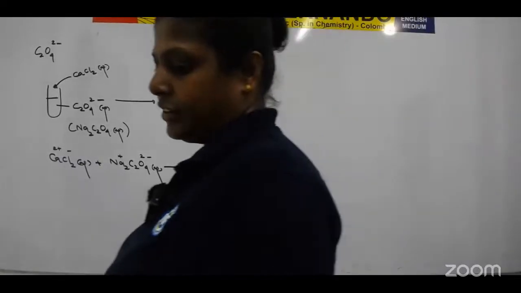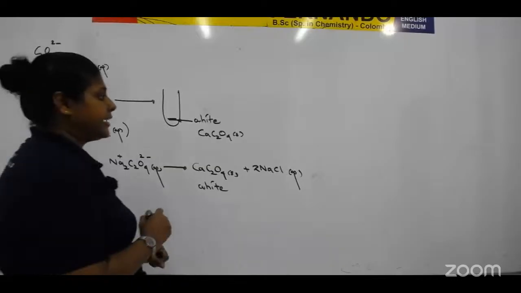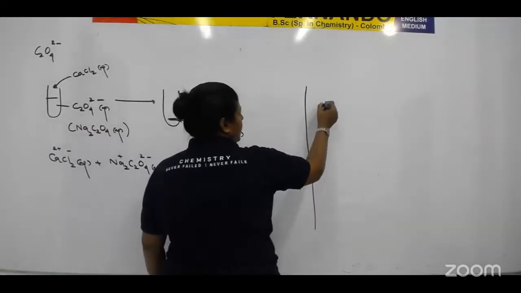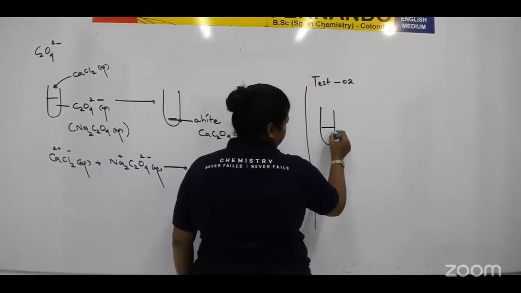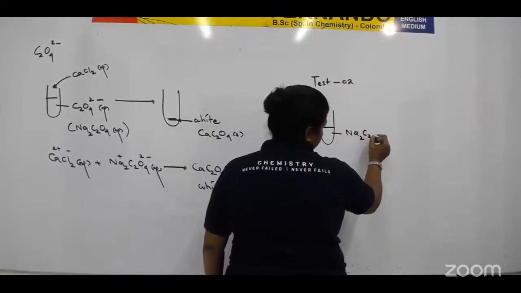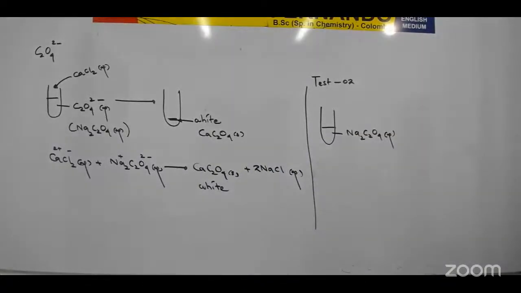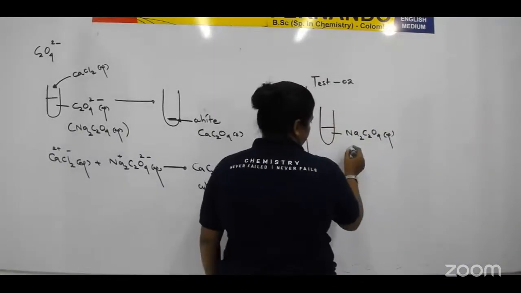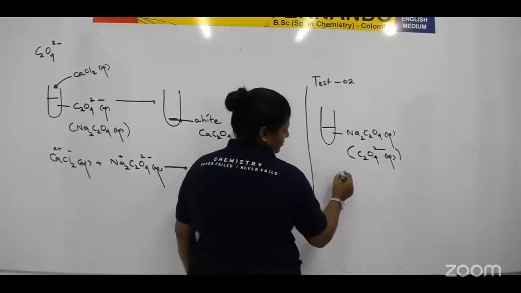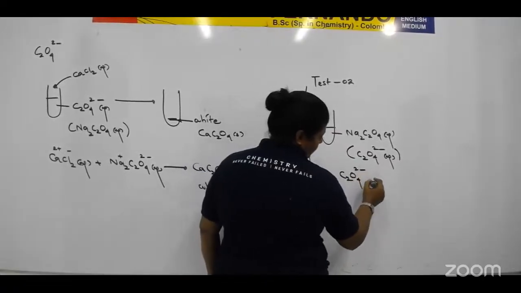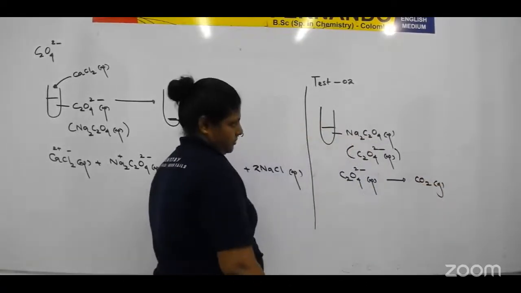Right, the next test to identify the oxalate ion is to add acidified KMnO4. Test 2: add acidified KMnO4. Here we have sodium oxalate solution. You know that oxalate, C2O4 2-, is oxidized to CO2 in a redox reaction.